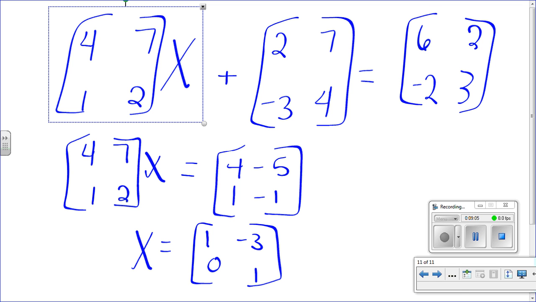If you don't have this right, then this is not going to be right. Okay. Oh, there you go. It's a negative 3. Yeah, see, 6 minus 2, 2 minus 7, negative 2 minus negative 3, 3 minus 4. Yeah, because it's this minus that. Alright. Got it?